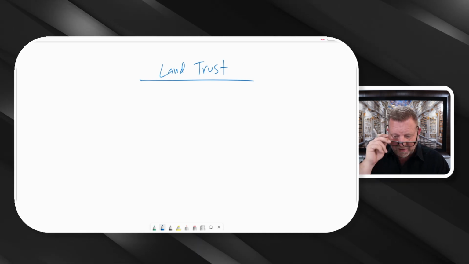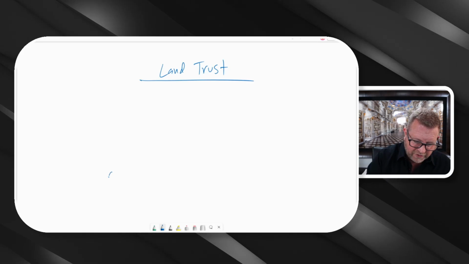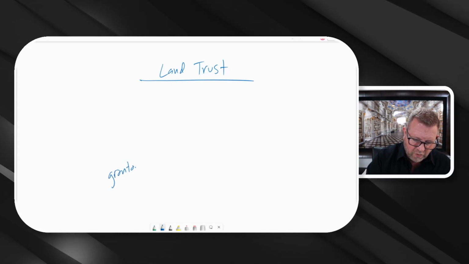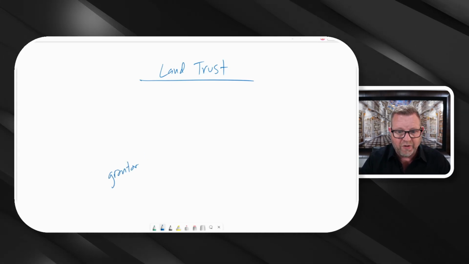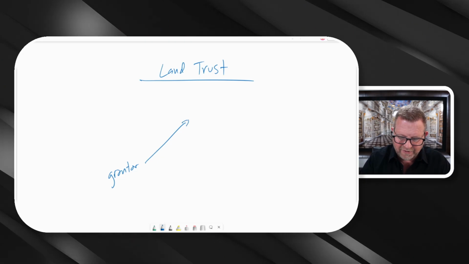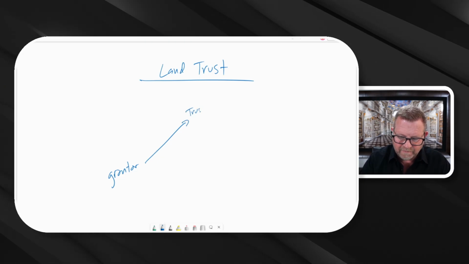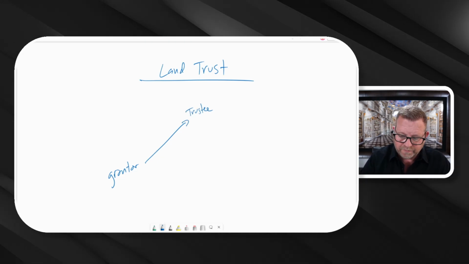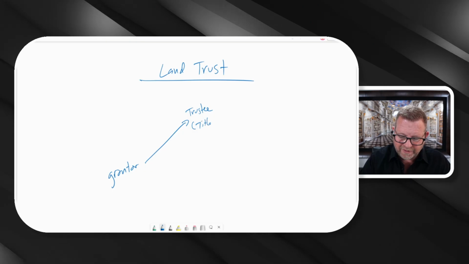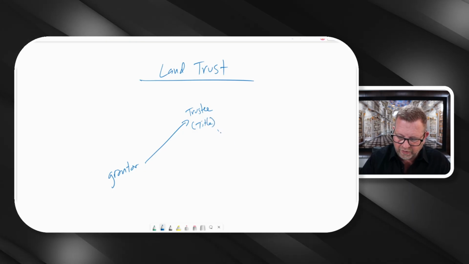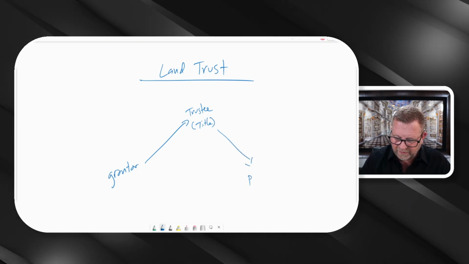So let me explain how that land trust works. You're going to have a grantor, who is you, generally speaking, giving the asset, the real estate in this case, to a trustee who holds title. So that trustee is on title, and they're holding it for the benefit of a beneficiary.